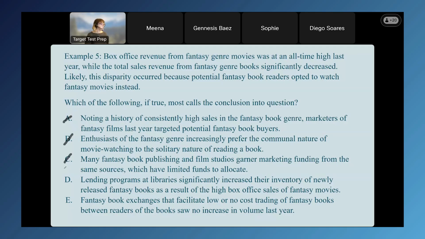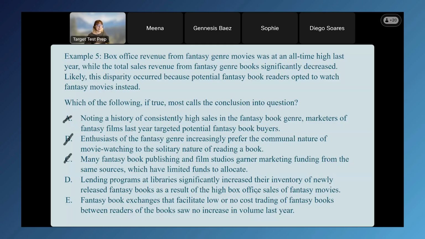Lending programs at libraries significantly increased their inventory of newly released fantasy books as a result of the high box office sales of fantasy movies. So the author is saying that people, instead of reading books, are opting to watch movies based on the fact that sales revenue from books significantly decreased. But if libraries are buying these books, thanks to the popularity of movies, then every book's worth of revenue that goes to the library and gets borrowed by multiple people is less revenue for that book.